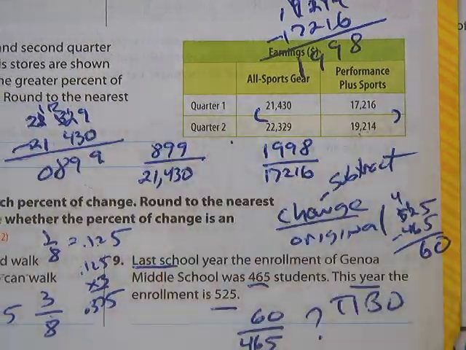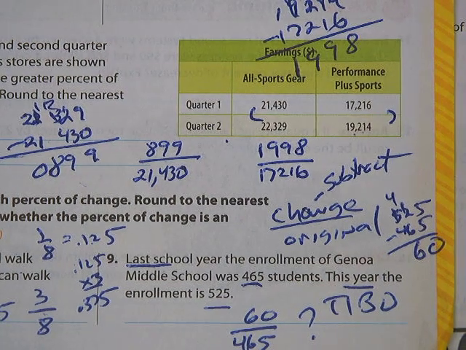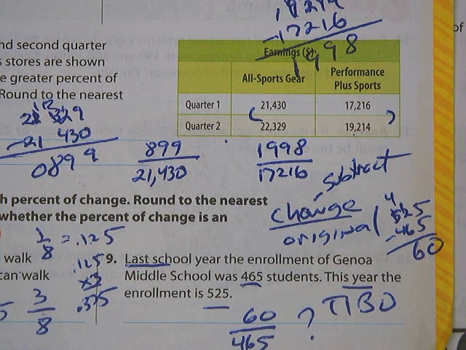Okay, so make them decimals, and then make them a percent, and see which one had the greater percent of change. In other words, whose percent is bigger of these two. Okay, hopefully that helps you, and good luck.